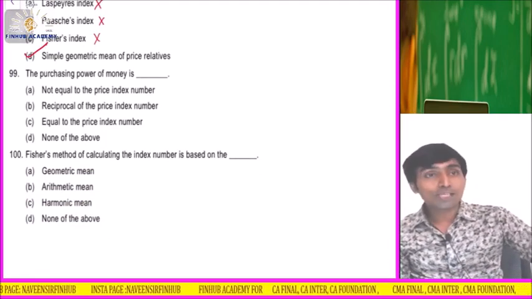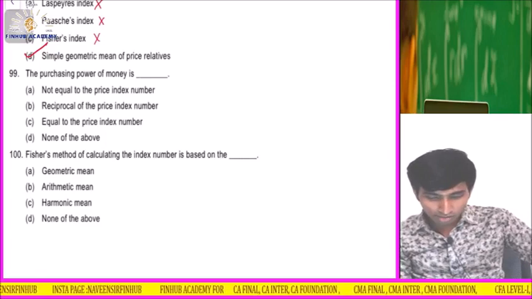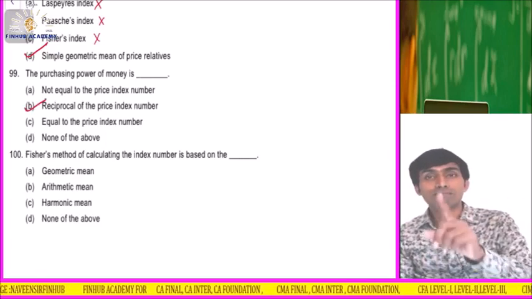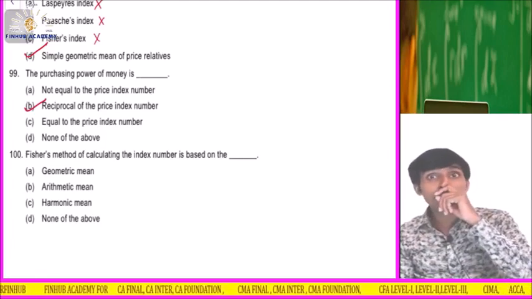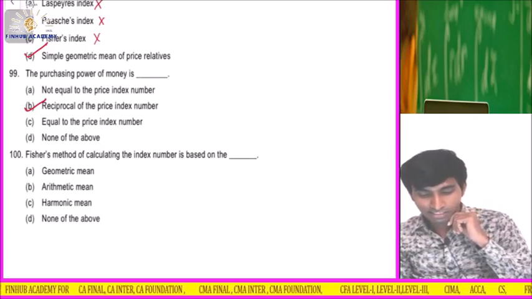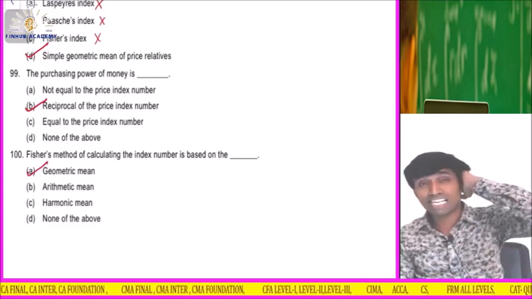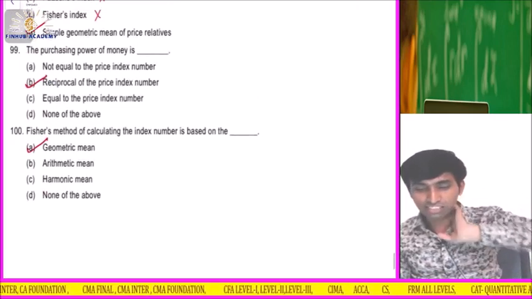Okay, last two questions. The purchasing power of money is what? The purchasing power of money is nothing but the reciprocal of the price index number. We have done this in the class. And Fisher's method of calculating the index number is based on what? Geometric mean. It is the geometric mean of Laspeyres' and Paasche's. So ultimately we are done with everything.